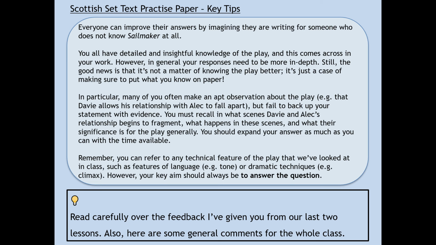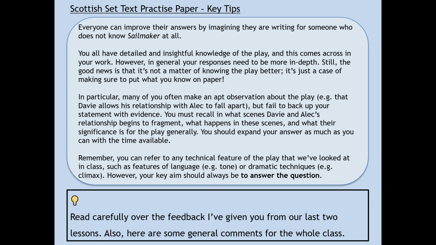In particular, many of you often make an apt observation about the play, for example, that Davy allows his relationship with Alec to fall apart, but fail to back up your statement with evidence. You must recall in what scenes Davy and Alec's relationship begins to fragment, what happens in these scenes, and what their significance is for the play generally. You should expand your answers as much as you can with the time available.